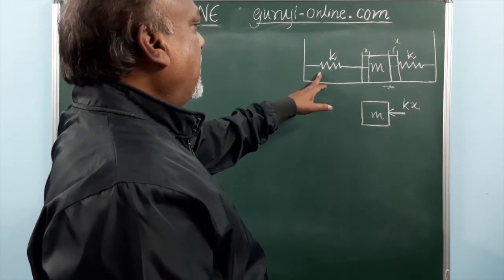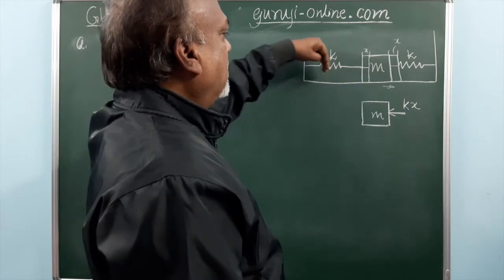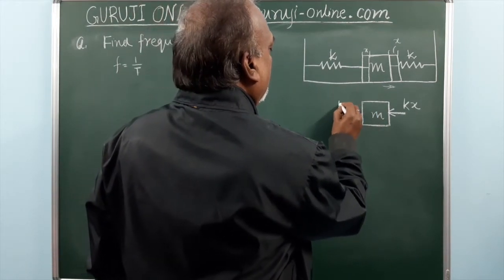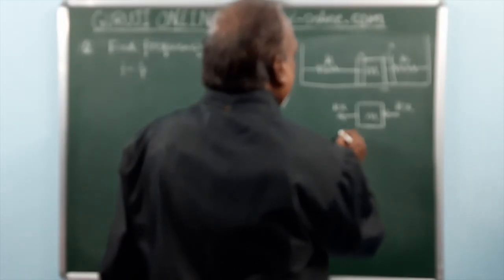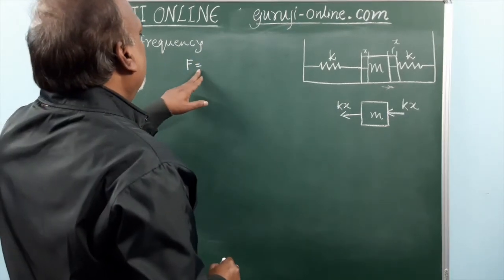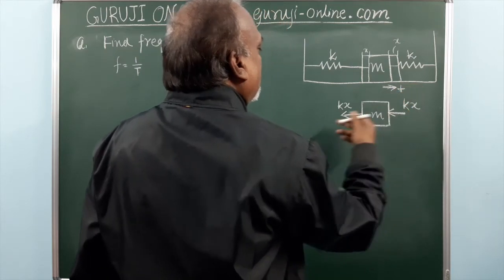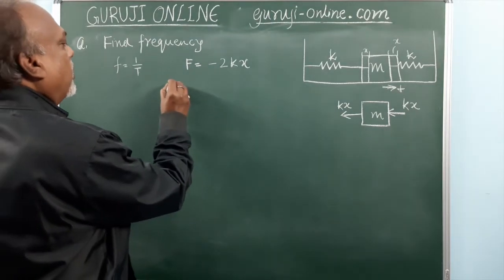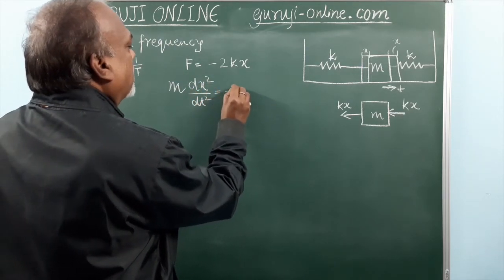Now this spring is stretched, so this spring will also pull this block to its side, and the distance is x, so this spring will also pull the block like this. That means, what is the total force acting on this block? That is, F is equal to, now, since if we take this direction as positive, then this will be minus 2kx. F we know, m into d2x upon dt square, that is minus 2kx.